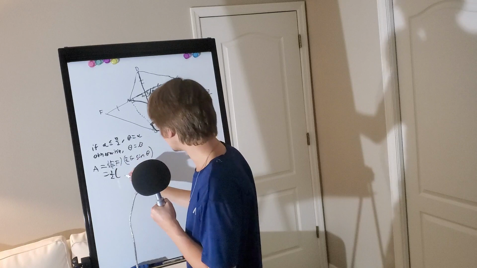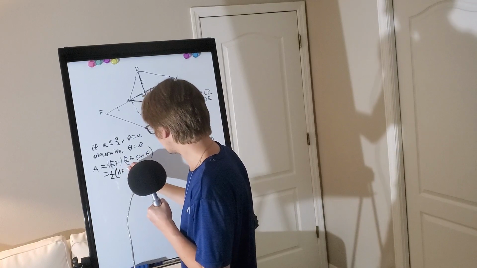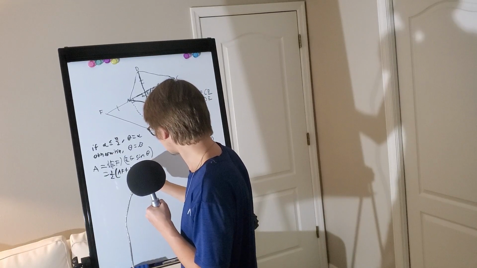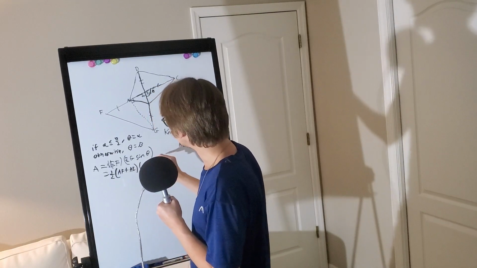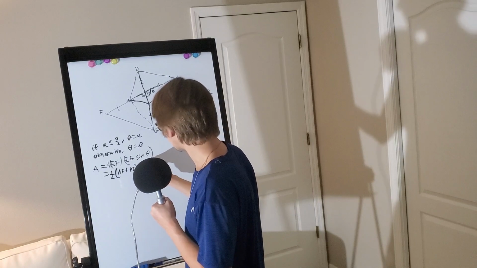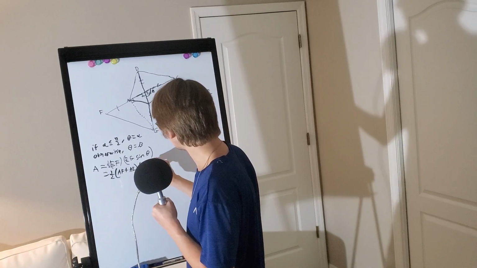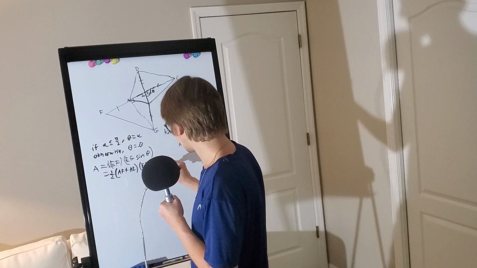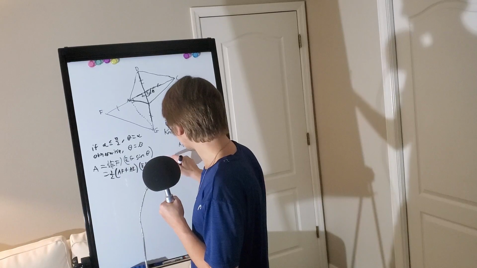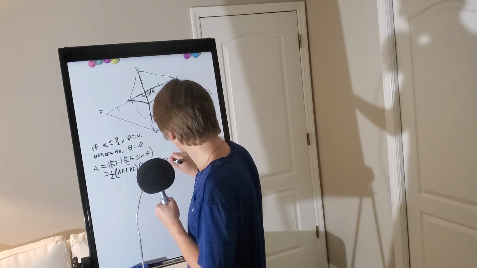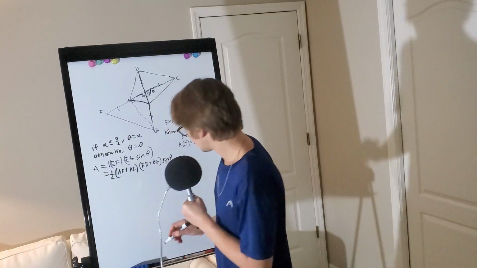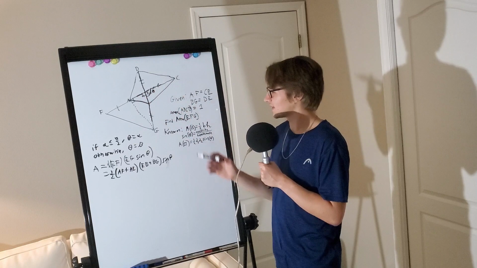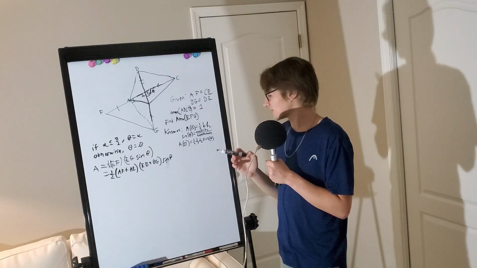EF will be EA plus AF. And then EG will just be EB plus BG. And then we have sine of theta. Okay, cool. Now we're going to find the area of this quadrilateral right here, but we're actually going to use our new formula here.